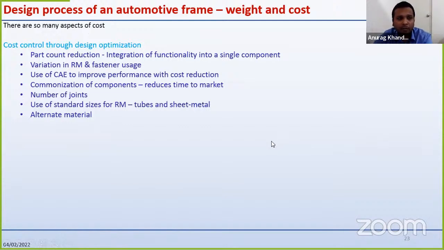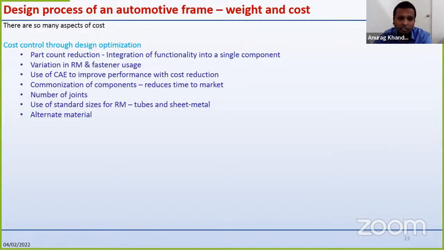So apart from the mechanical properties, there are geometrical properties. There are two important properties, weight and cost, that also need to be controlled, and that needs to be considered during design.